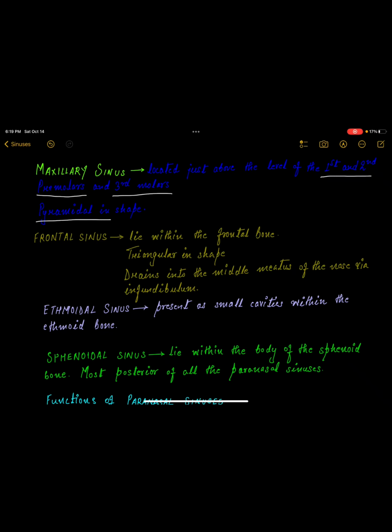So now the frontal sinus. These sinuses lie within the frontal bone, and they are triangular in shape, and they drain into the middle meatus of the nose via the infundibulum. And if someone gets infection in their frontal sinus, they will develop a frontal headache.